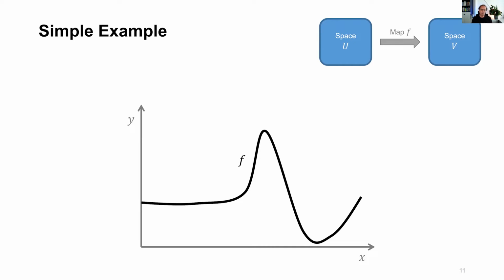This function plot works only so well for the mapping from one-dimensional space U to one-dimensional space V. So in other words, we're not yet at this case of multidimensional visualization. And that's really the big thing now for the rest of my talk.